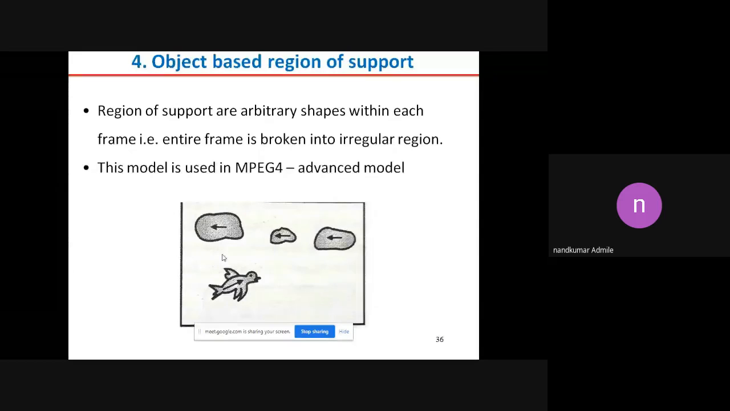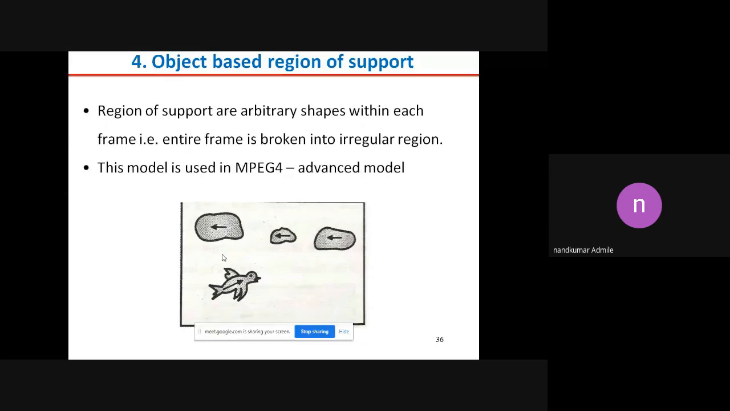Here we can take an object as a bird. The bird is in a moving position, in continuous motion. For the bird we can mark an arrow, so we consider only an individual pixel, one pixel for one object. Okay, so these are the different types of region of support in video processing.